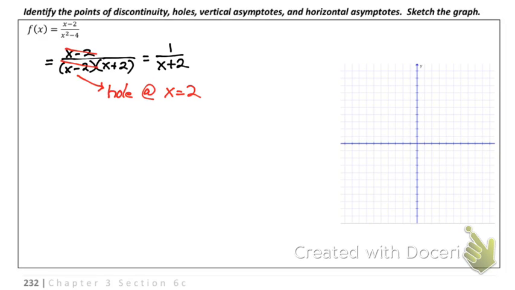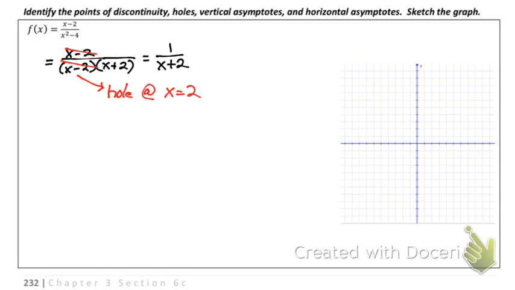Because these two things aren't exactly equal. They're only equal if I recognize that we have a hole here in this graph. All right, so always signify you have a hole before you rewrite it. All right, but now we can treat everything else the same.